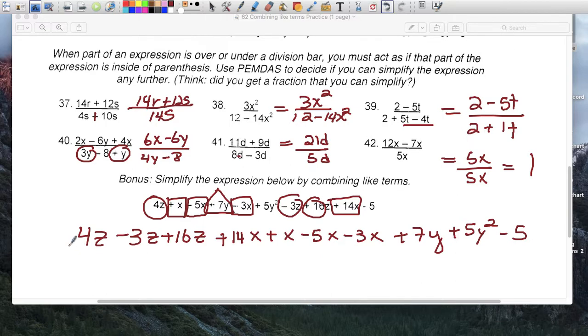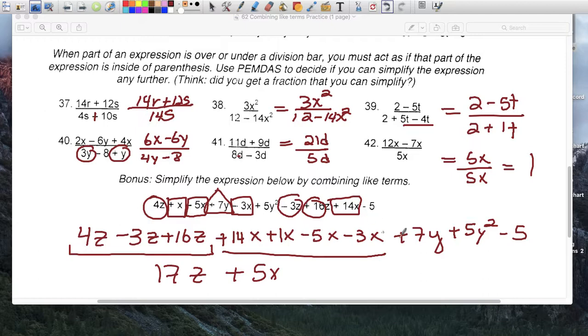So let's do the z's. The z starts from here, go all the way to here. 4z minus 3z is 1z. 1z plus 16z, 17z. Over here, I get 14x minus 1x. So let me put a 1 here. 14 minus 1 is 13. 13 minus 5 is 8. And 8 minus 3 is 5. So plus 5x. So that whole thing over here becomes 5x.